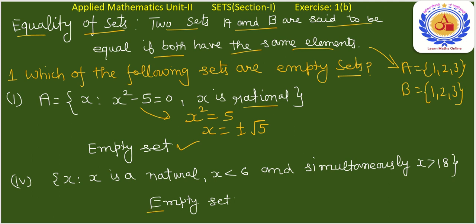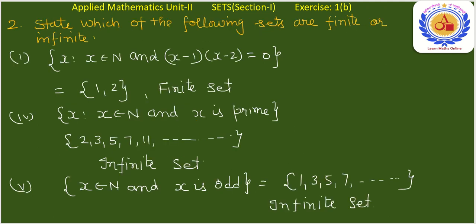So this again, this set will be an empty set. Further, question number 2, state which of the following sets are finite or infinite. So in part number 1, x belongs to the set of natural numbers where (x minus 1)(x minus 2) is equal to 0. So basically this is a quadratic equation, and we have two factors of this quadratic equation. So we can solve this equation.